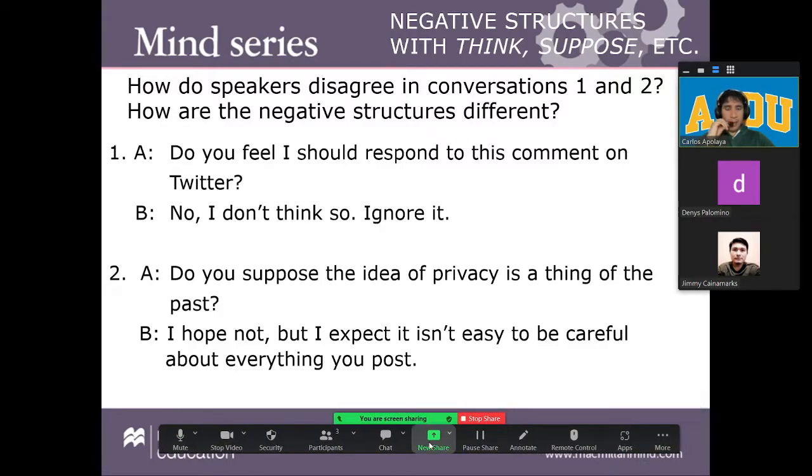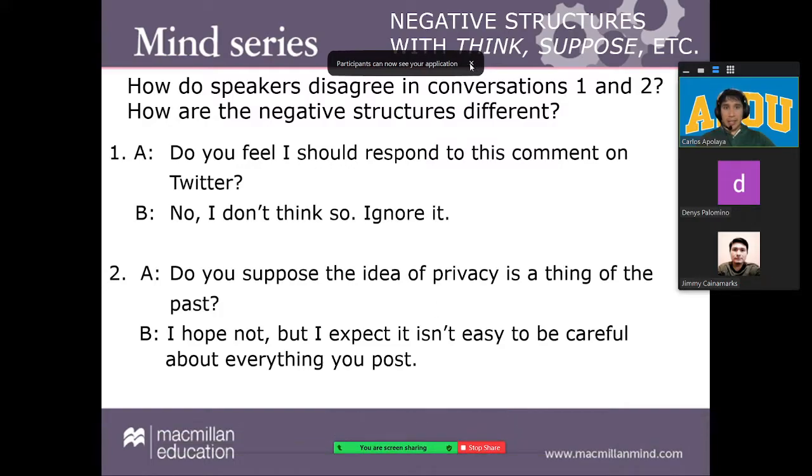Okay, today we're going to learn negative structures with think, suppose, etc. Look at this part. Do you feel I should respond to this comment on Twitter? No, I don't think so. Ignore it. Do you suppose the idea of privacy is a thing of the past? I hope not. But I expect it is not easy to be careful about everything you post.